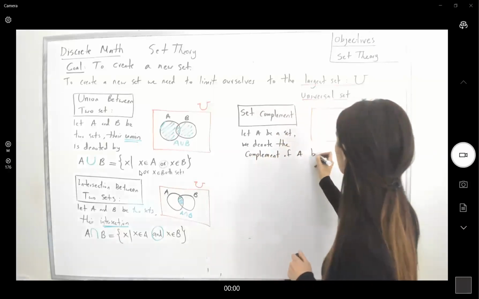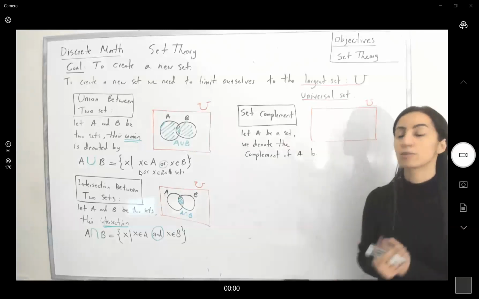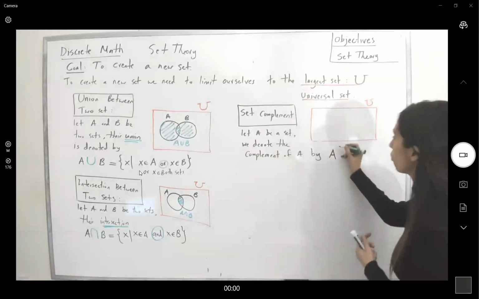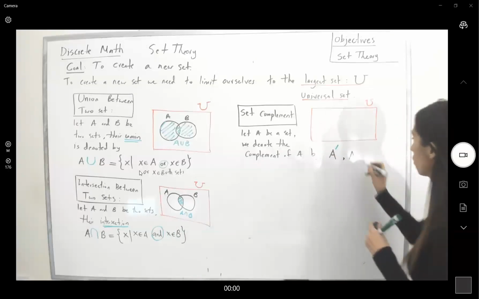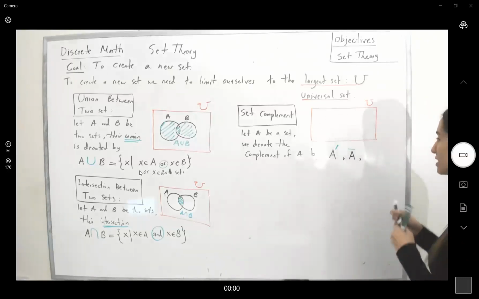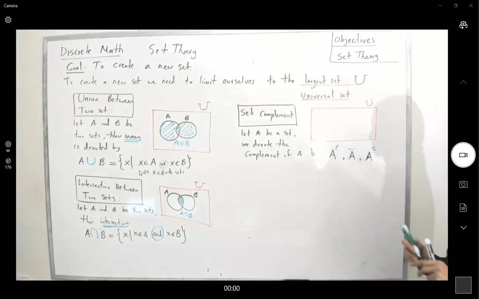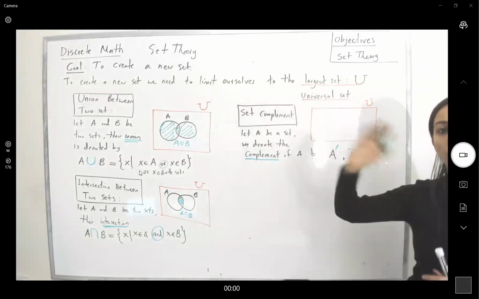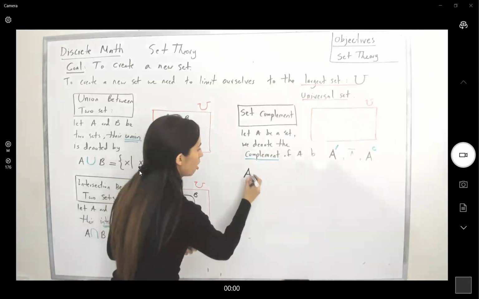of A by, if you open a different discrete math book, you might see these notations: A prime, or A bar, or A^C. These are all notations for the complement of a set. So this is the complement of the set, denoted by A prime or A bar or A^C, and it's defined this way.